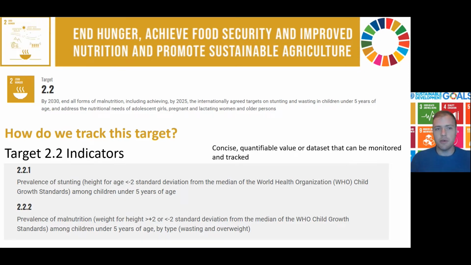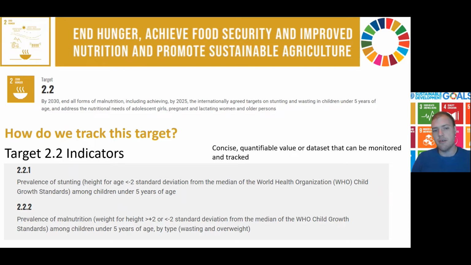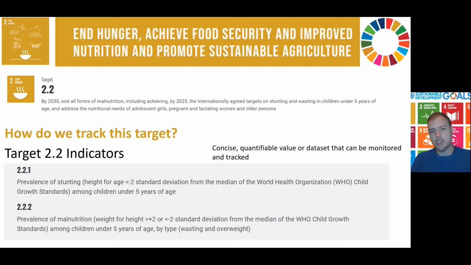So for our target 2.2, by 2030 end all forms of malnutrition, we have two indicators. And these are things that we can go out and measure, and we can see how we're doing and track them as we progress towards the goal. Our first indicator of 2.2, 2.2.1, is the prevalence of stunting, height for age, of 2 standard deviations from the median of the World Health Organization child growth standards among children under 5 years, and 2.2.2, the prevalence of malnutrition, weight for height, 2 standard deviations from the median of the World Health Organization child growth standards among children under 5 years, by age or type.